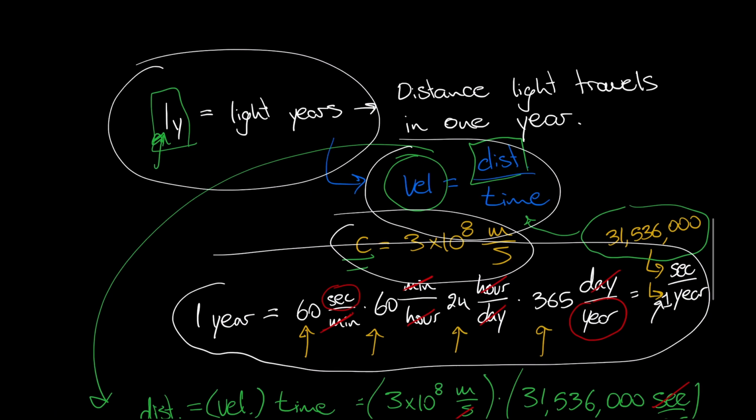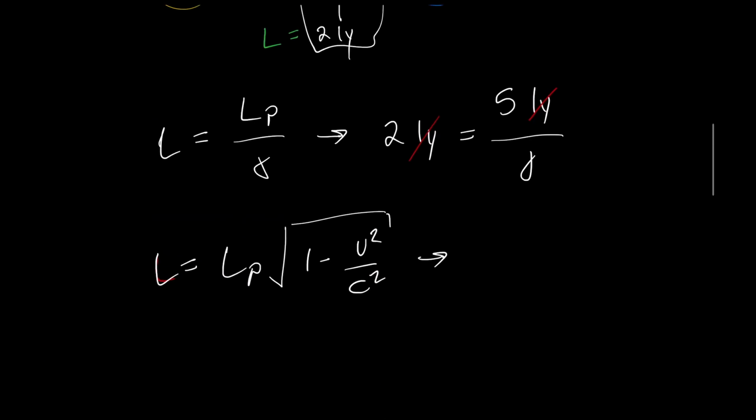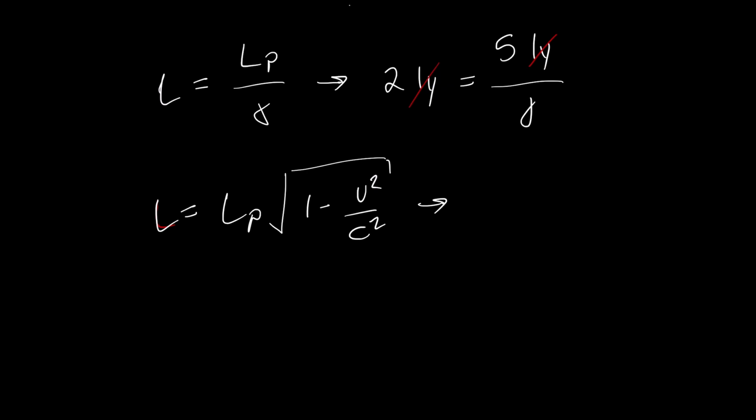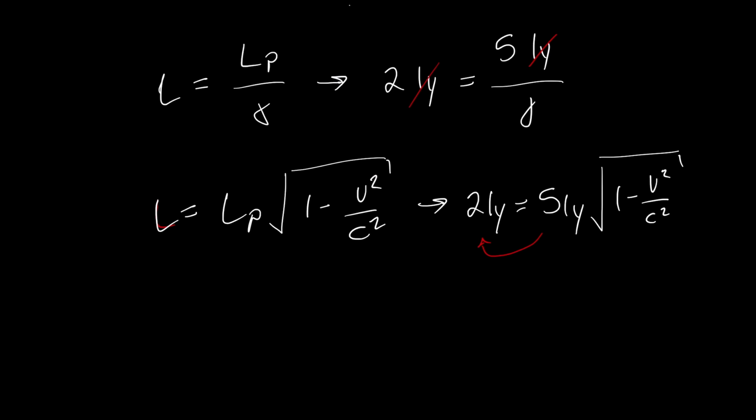Let me move this down here. So I said L is 2 light years. This equals L_P, which is 5 light years, times the square root of 1 minus V squared over C squared. Cool.